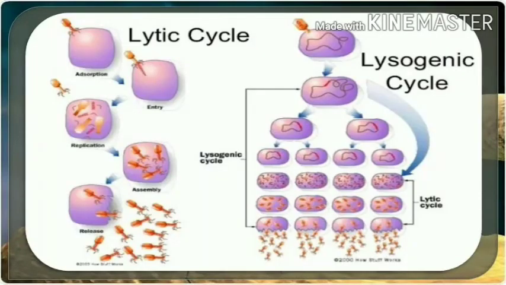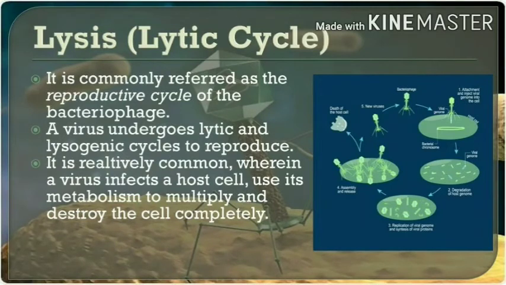Here is an illustration showing the step-by-step of the lytic cycle and the lysogenic cycle. But for us to understand more, let us talk first about lysis, also known as the lytic cycle. The lytic cycle is commonly referred to as the reproductive cycle of the bacteriophage. A virus undergoes the lytic and lysogenic cycle to reproduce. It is relatively common, wherein a virus infects a host cell, uses its metabolism to multiply, and destroys the cell completely.